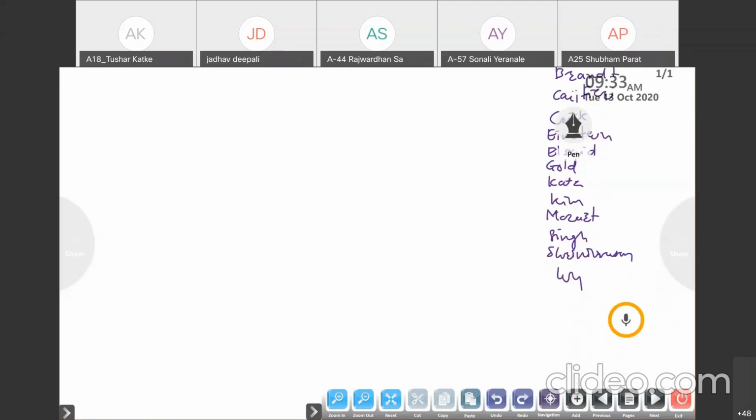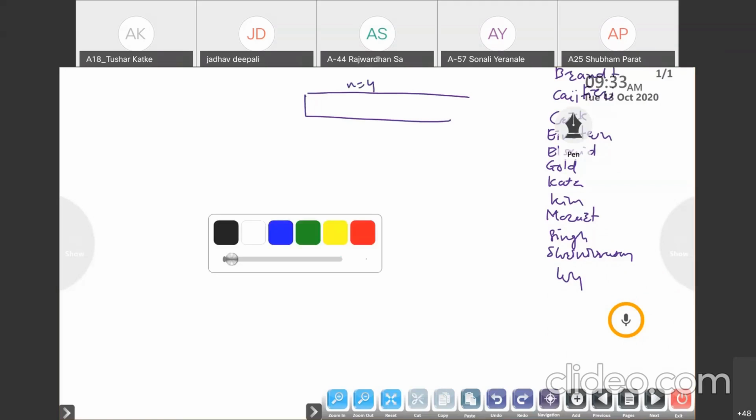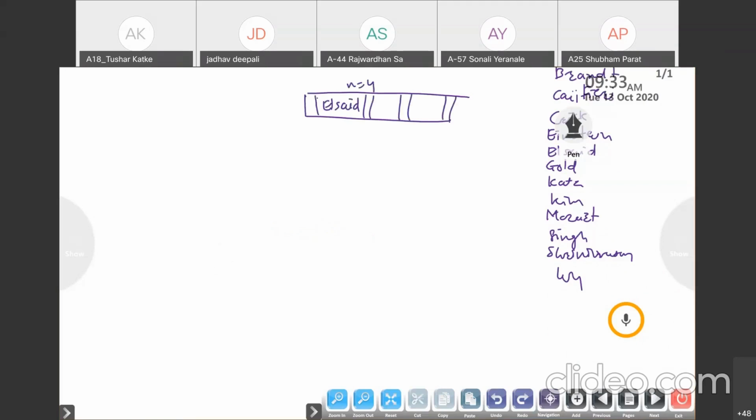I am going to use here different search keys as a leaf node. Here again I am saying n is equal to 4. And I use here Ilse as a root node. Okay, search key in the root node.